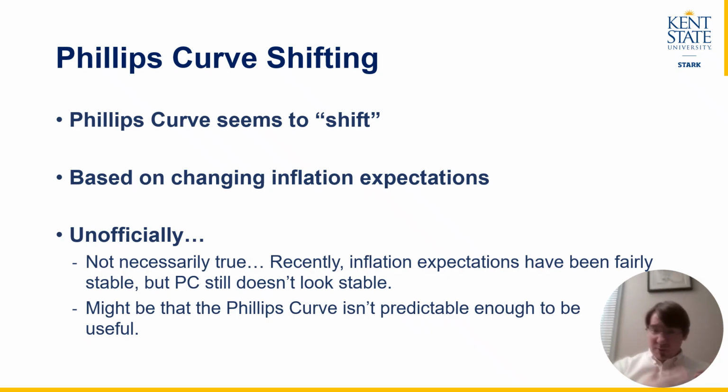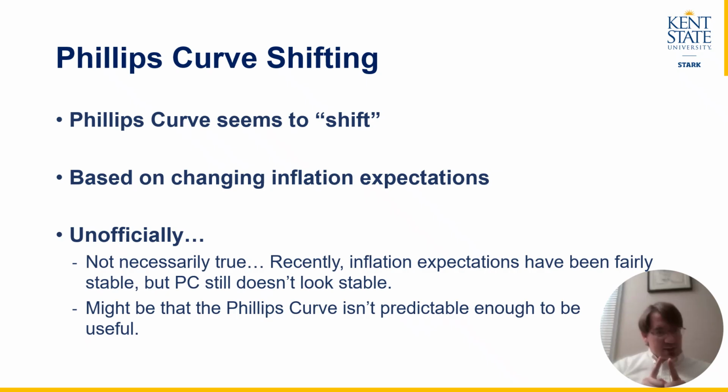And because the Phillips curve is moving around a lot, we don't actually see the Phillips curve if we try to plot these points, because those points are from different Phillips curves. So you're not going to be able to just connect them to see what the Phillips curve looks like anymore. Now, that is the typical explanation. Now, I'm going to say, unofficially, this isn't necessarily true.